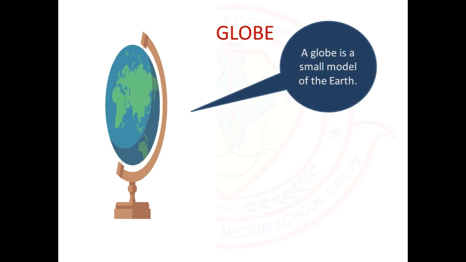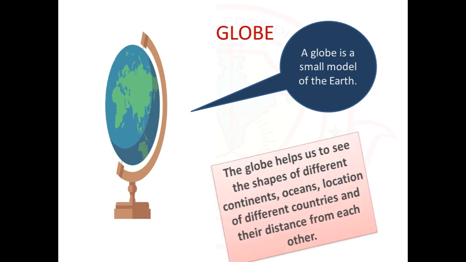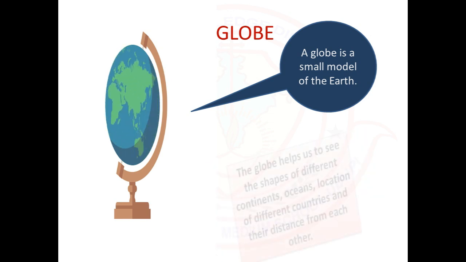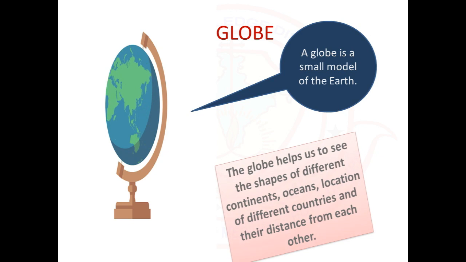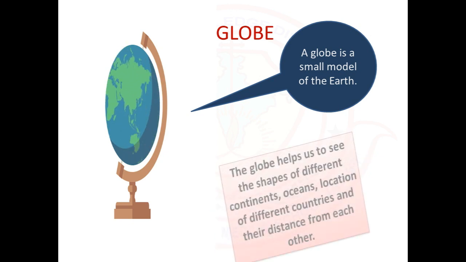Globe. What is a globe? A globe is a small model of the Earth. It represents the Earth in a simple and accurate way. The globe helps us to see the shapes of different continents, oceans, location of different countries, and their distance from each other.